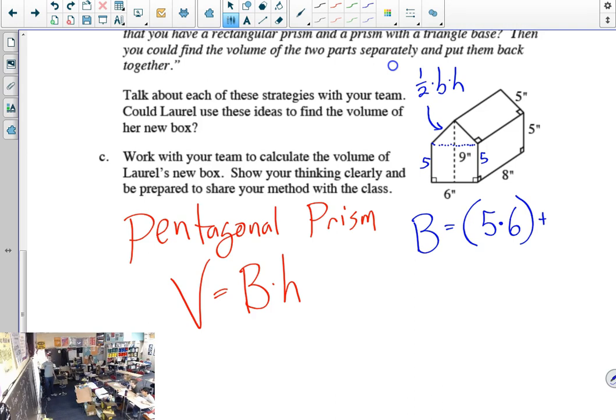So my base of my triangle is 6. The height right here is 4, because 9, we took away the 5, this section has to be 4. So half of 6, 3, times 4 is 12. So big B comes out to be 30 plus 12.